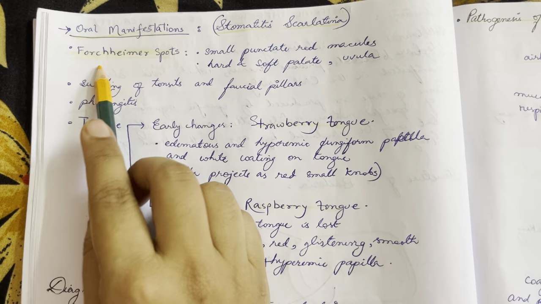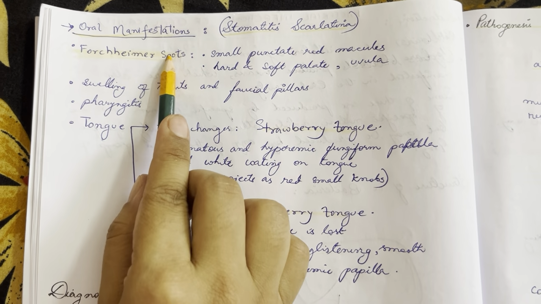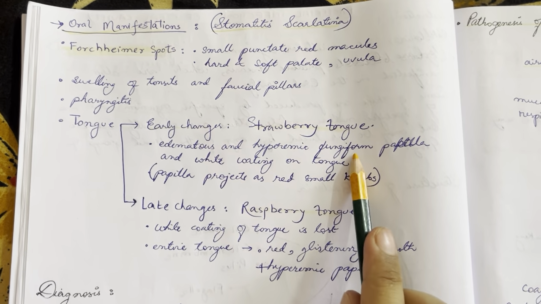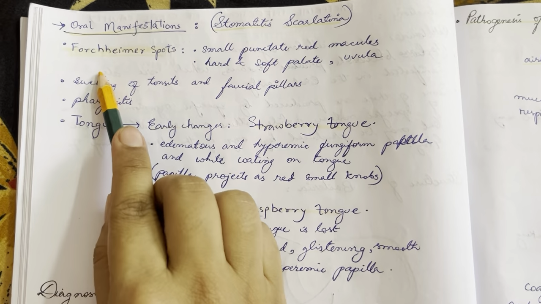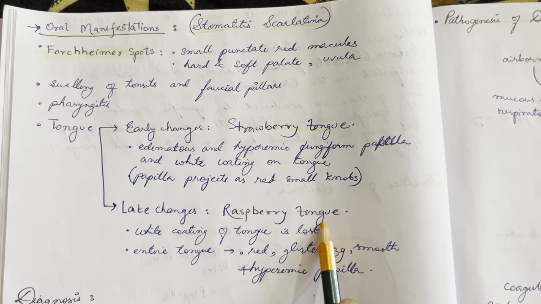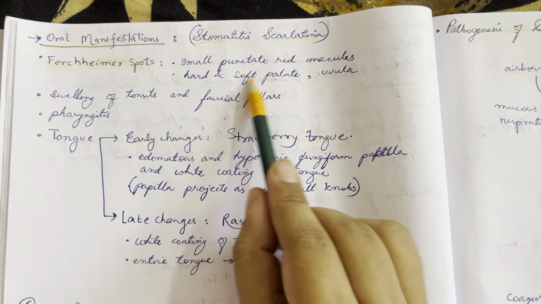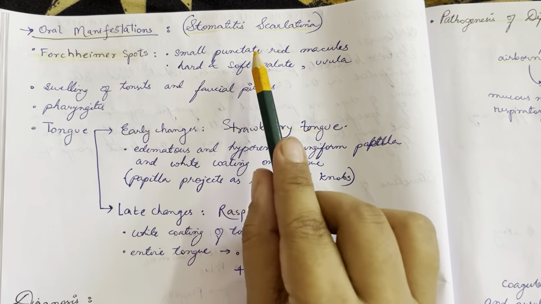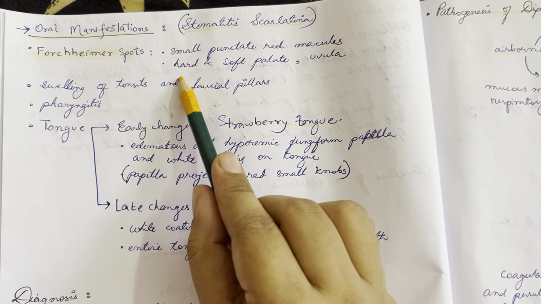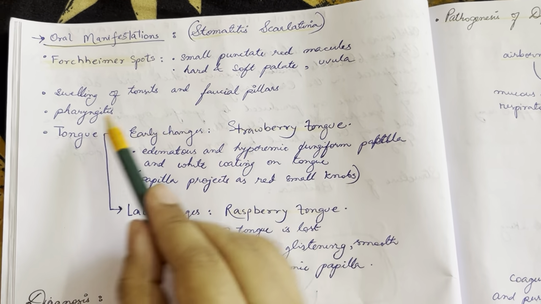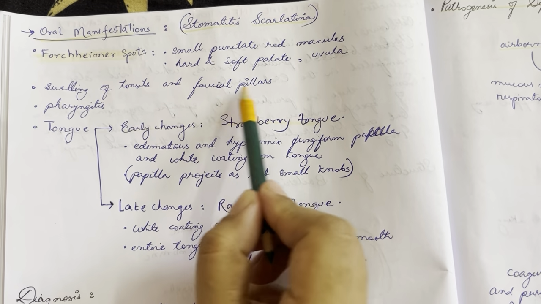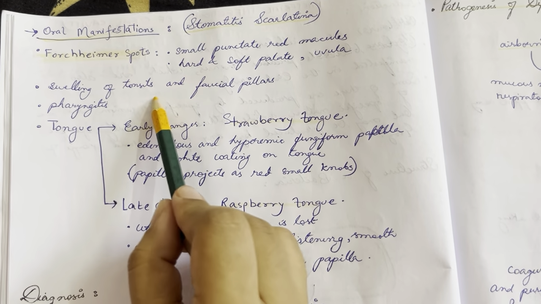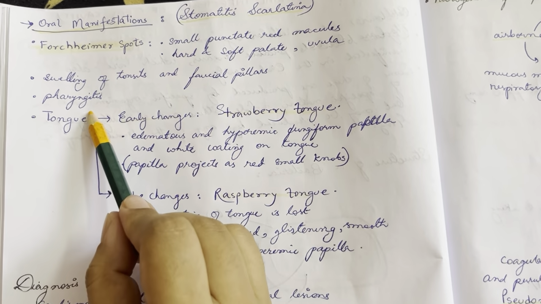The things that we should remember are Forchheimer spots, strawberry tongue and raspberry tongue. Forchheimer spots are small punctate red macules. These appear on the hard and soft palate and uvula most commonly. Swelling of the tonsils and faucial pillars, and pharyngitis, may also be seen.